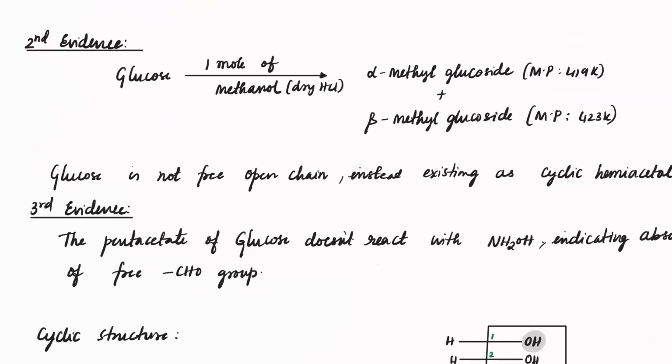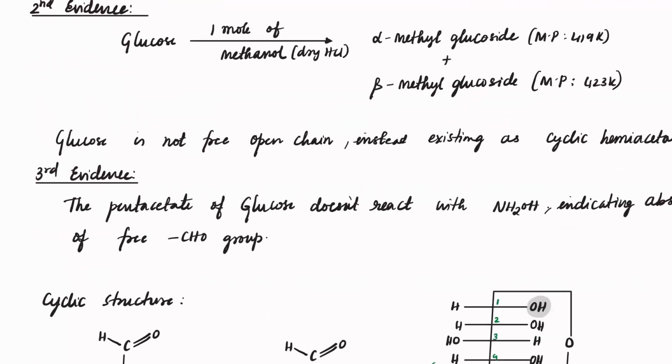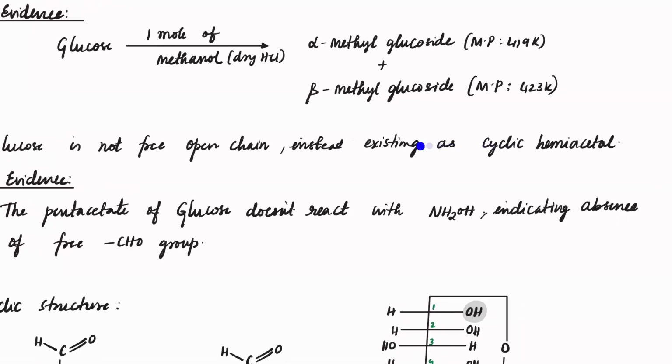Now, the second evidence that glucose shows a cyclic structure is if I take glucose in general and add one mole of methanol in dry HCl, we are expecting a hemiacetal to form, correct? Because it is an aldehyde. When you add one mole of alcohol, we should get hemiacetal. But we are expecting only one hemiacetal, but unfortunately, you will see there are two hemiacetals forming, and both of them have different melting points.